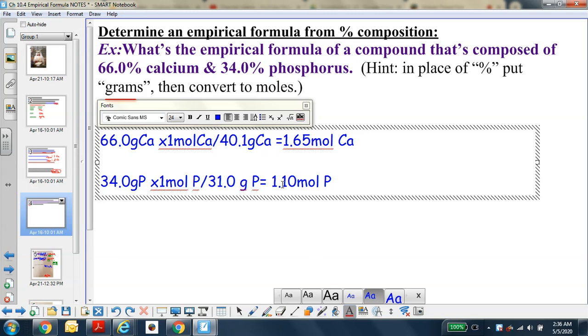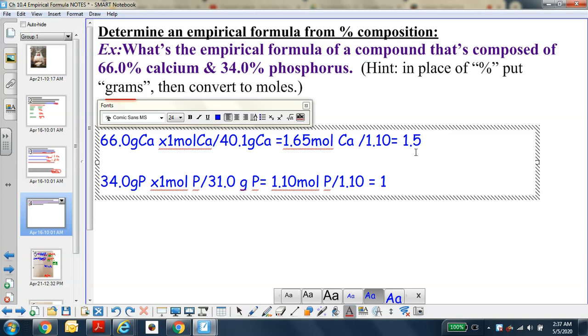So now that I have my 2 answers, which one is the smaller answer? Well, 1.10. So I'm going to take this and divide by 1.10, and that will give me 1.5. Not a whole number. I'm going to come down here, and I always have to show my work. So I'm going to also divide by 1.10, which of course comes out to be 1.